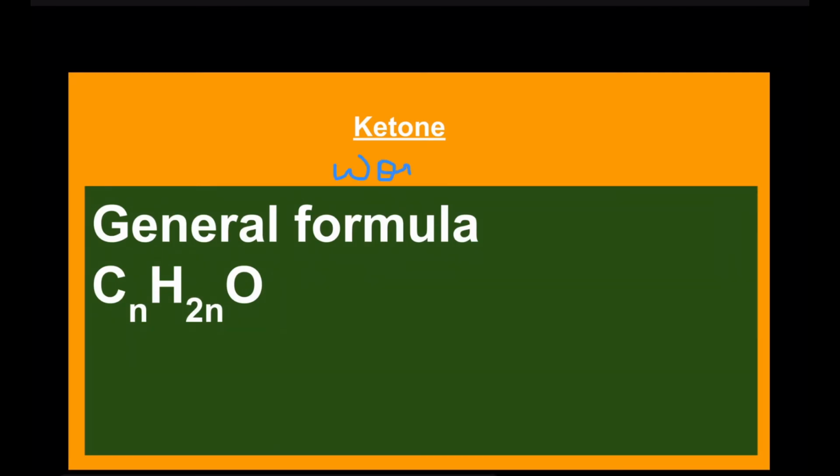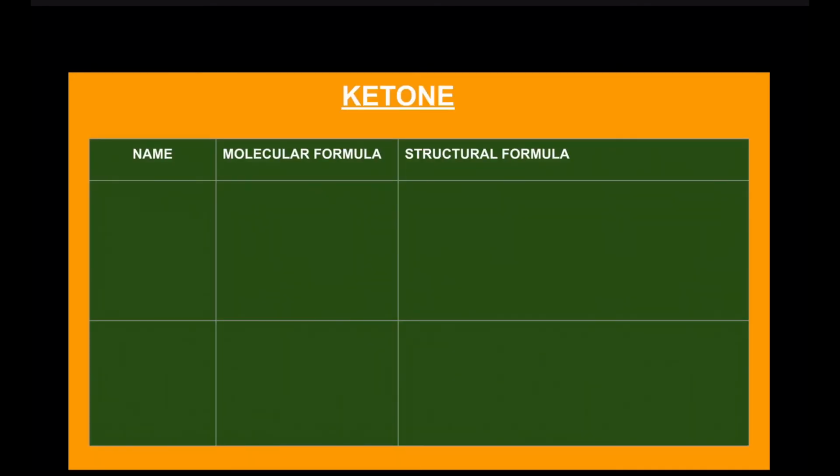Ketone. The word root is written in case of ketone and the suffix is -one. The functional group is C double bond O, which has carbon attached on both sides. The general formula is CnH2nO. The first member of the ketone series should have 3 carbons in it because on both sides of the ketonic group the carbons are bonded. So the first member is propanone.